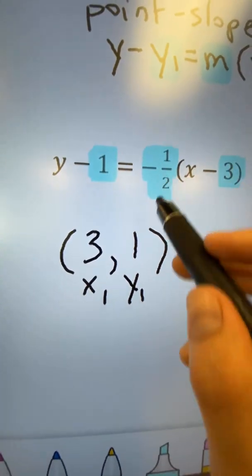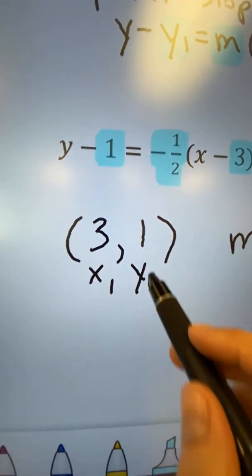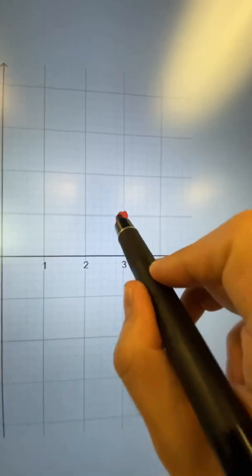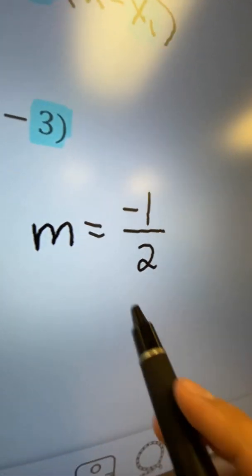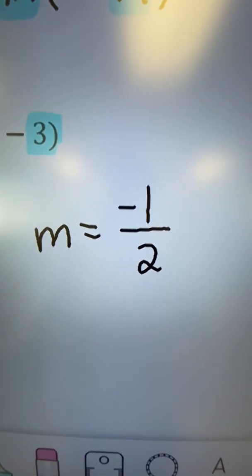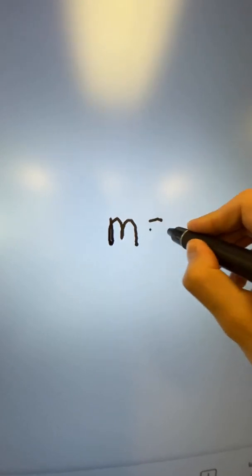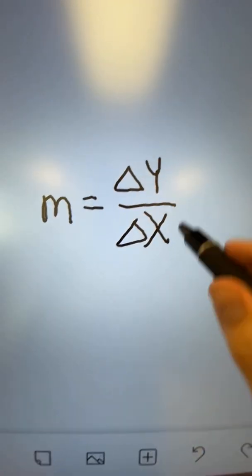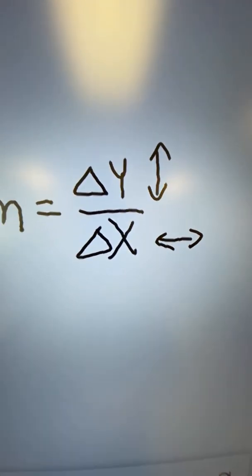So I know that this equation is going to pass through this point, right? This point is contained in that line. So 3, 1. If I go to that point, it's going to be right 3, up 1, put a point. That's my first point. To get the second point, I need to use the slope. So here is my slope here. And as a side note, your slope is always going to be change in y over change in x. So it's a ratio of two numbers. The change in y is always your vertical movement. The change in x is your horizontal movement.